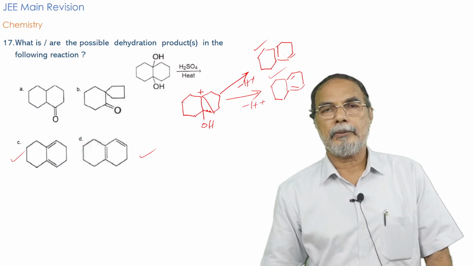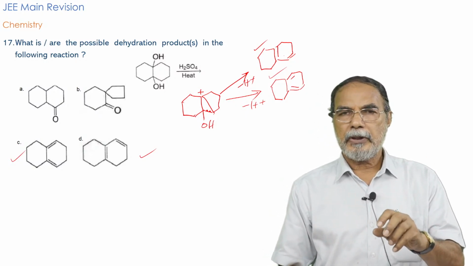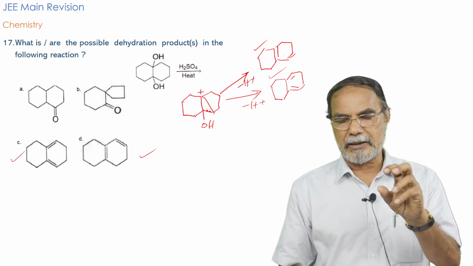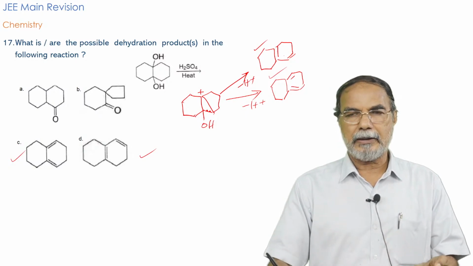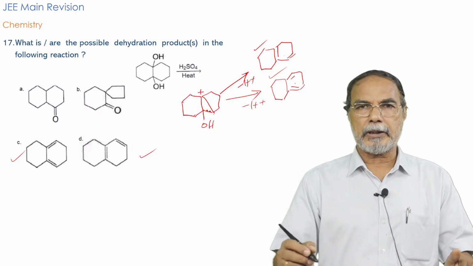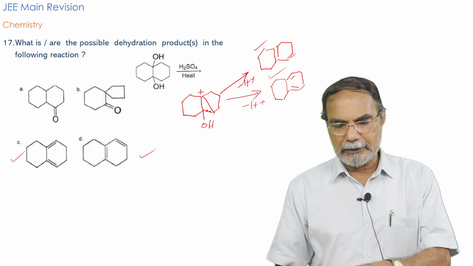I told you that there is also some possibility of this type of ring contraction, but only to a small extent. Remember that these are the major products. Suppose the question is about the major products, these are obviously the major products. But being a carbocation, it can also undergo a rearrangement like this.